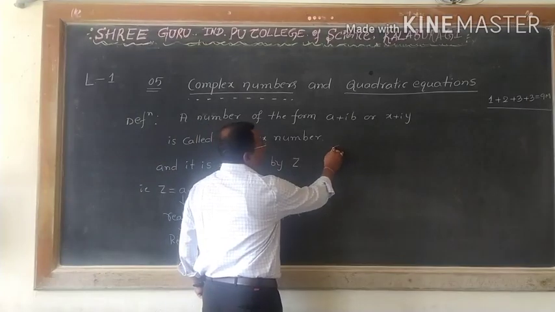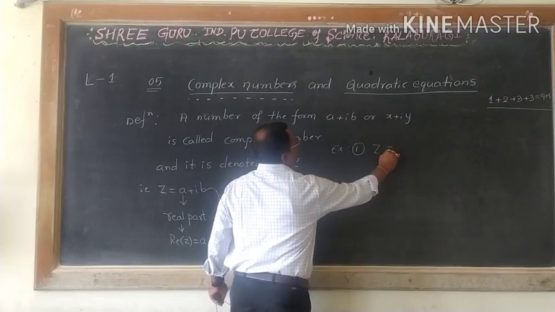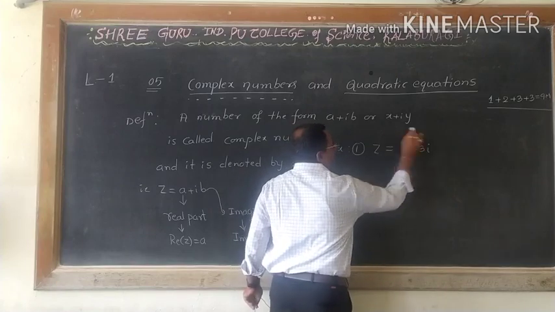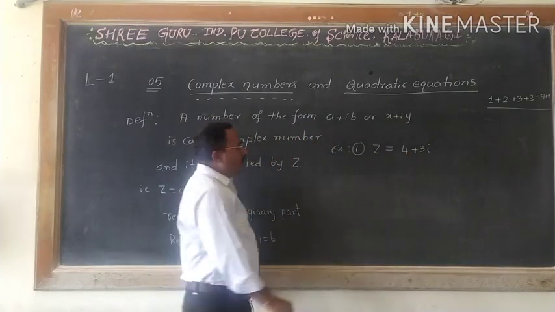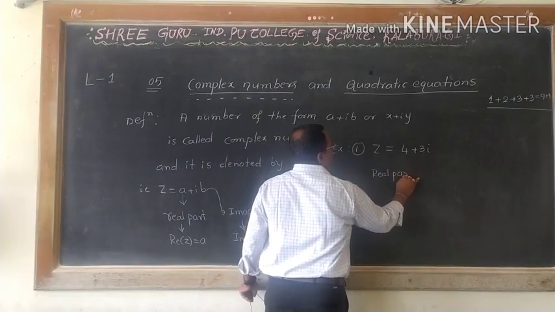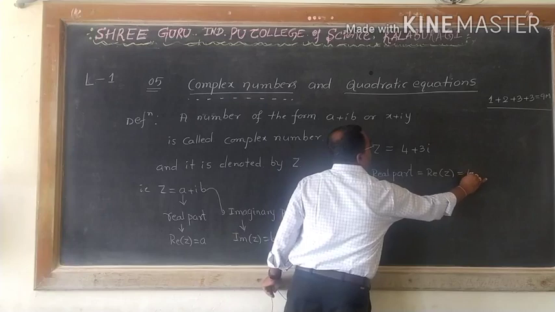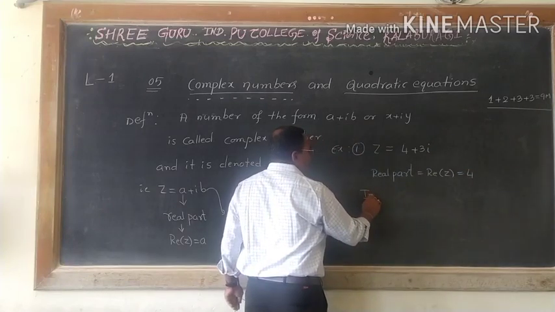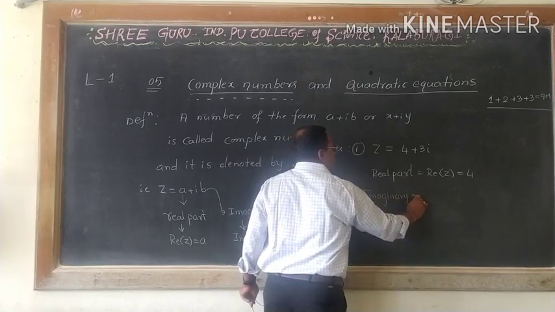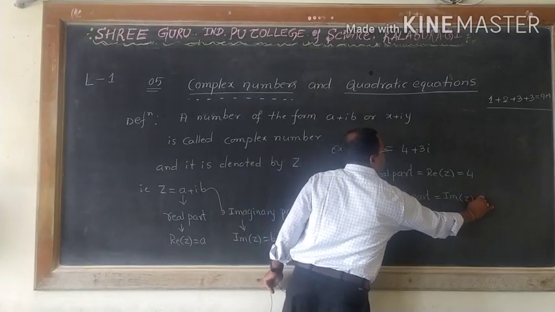For example, suppose z is equal to 4 plus 3i, be a complex number. Here real part Re of z is equal to 4. Imaginary part Im of z is equal to 3.